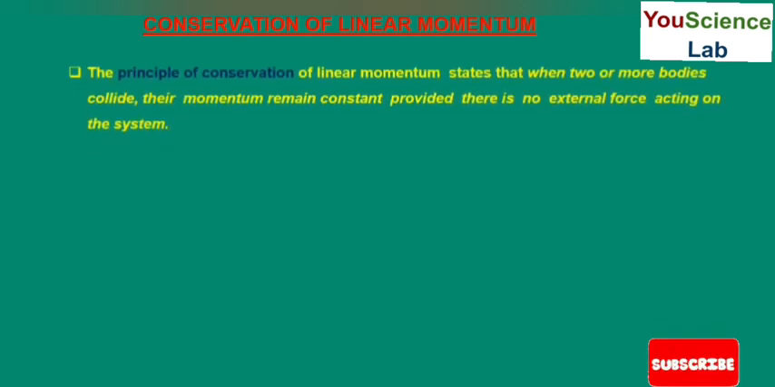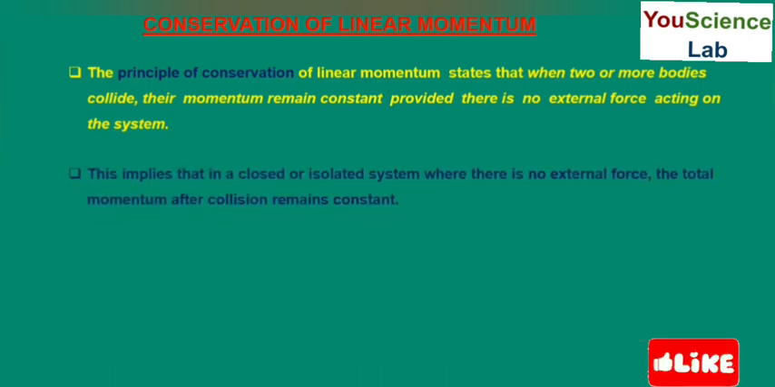Conservation of linear momentum. The principle of conservation of linear momentum states that when two or more bodies collide, their momentum remains constant provided there is no external force acting on the system. This implies that in a closed or isolated system, where there is no external force, the total momentum after collision remains constant. The principle is true for both elastic and inelastic collisions.